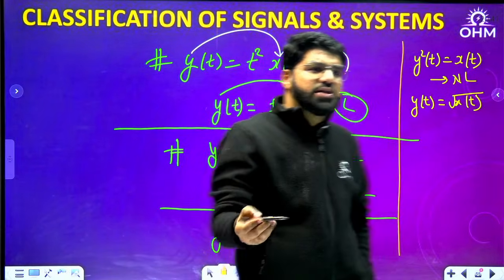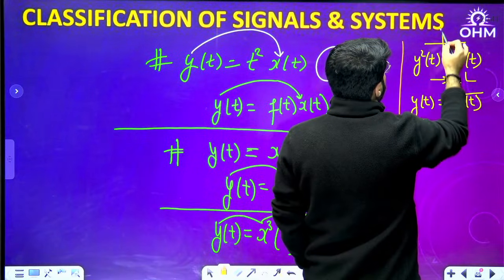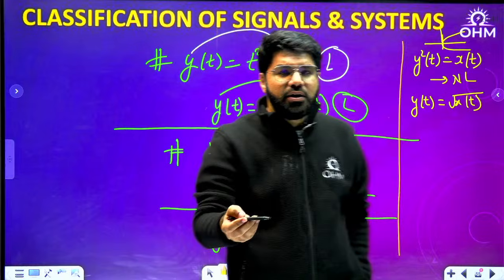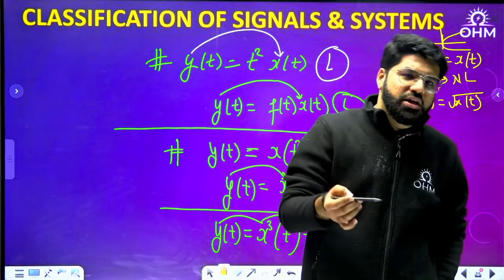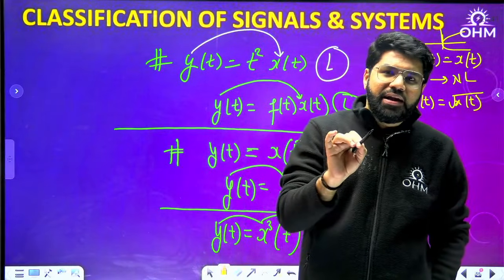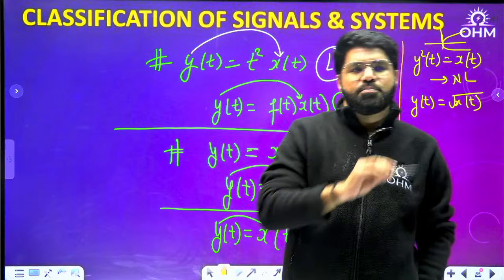If you want to see graphically, what is y square equal to x? Y square equal to x is a parabola opening, right? Non-linear, na? For the linear function, y depending on x should be a straight line, that too passing through the origin compulsorily, okay?